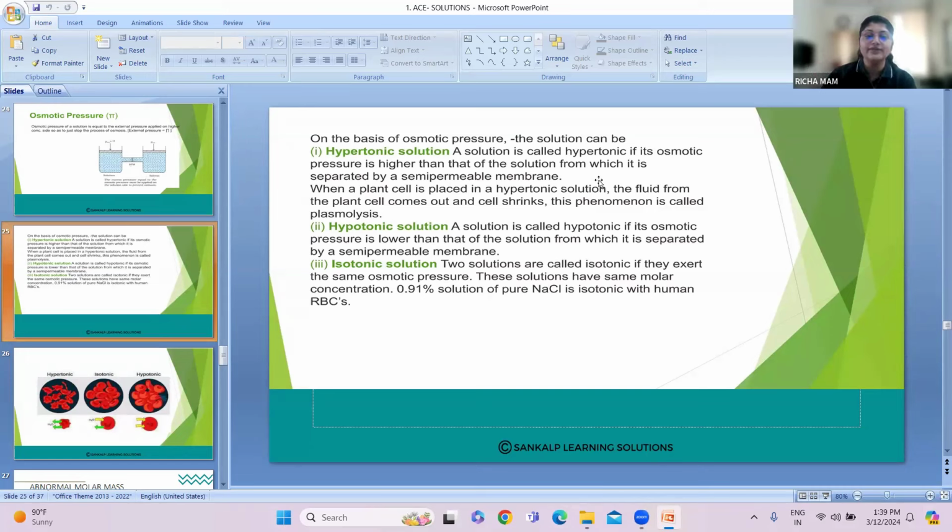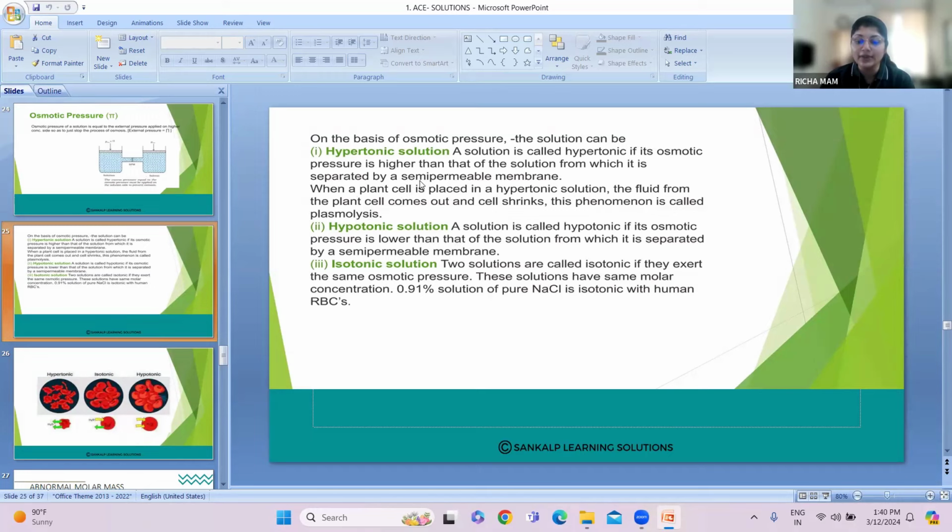And hypotonic means if the osmotic pressure of one of the solutions is lower than that of the given solution, then it is called hypotonic. Hypotonic means it has a lower concentration. So examples are very important.